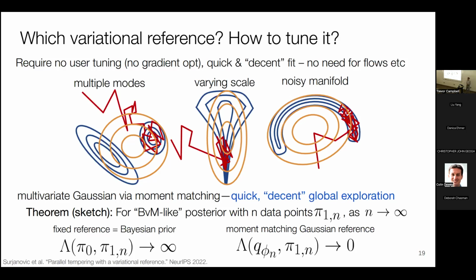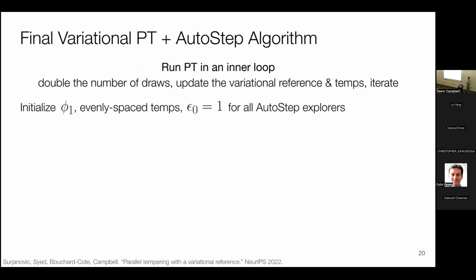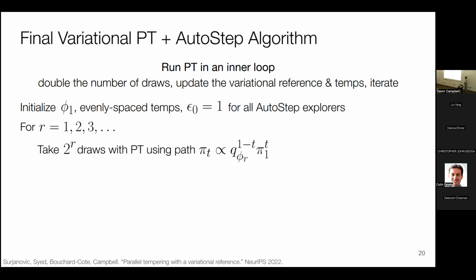All right. So here is the final algorithm. We've got autostep, we've got temperature tuning, and we've got variational reference tuning. The way we're going to do this is run parallel tempering in an inner loop, in rounds. We will start by initializing our variational parameters to anything, I don't care, standard Gaussian, fine. We pick evenly spaced temperatures, easy. We use an initial step size guess of 1 for all the autostep explorers. Then we run rounds. In each round, I take 2 to the R draws with parallel tempering, using the current path, the current temperatures, and the current autostep initial step sizes.